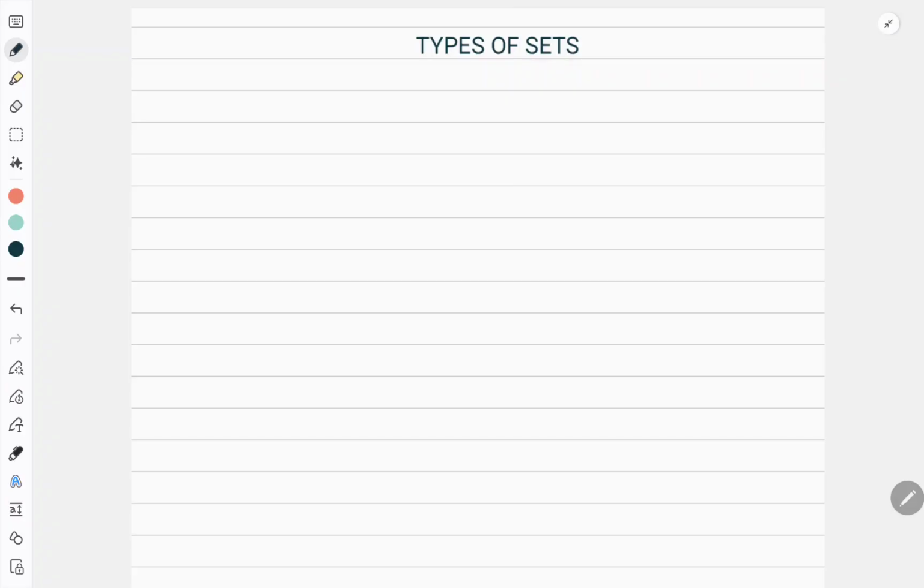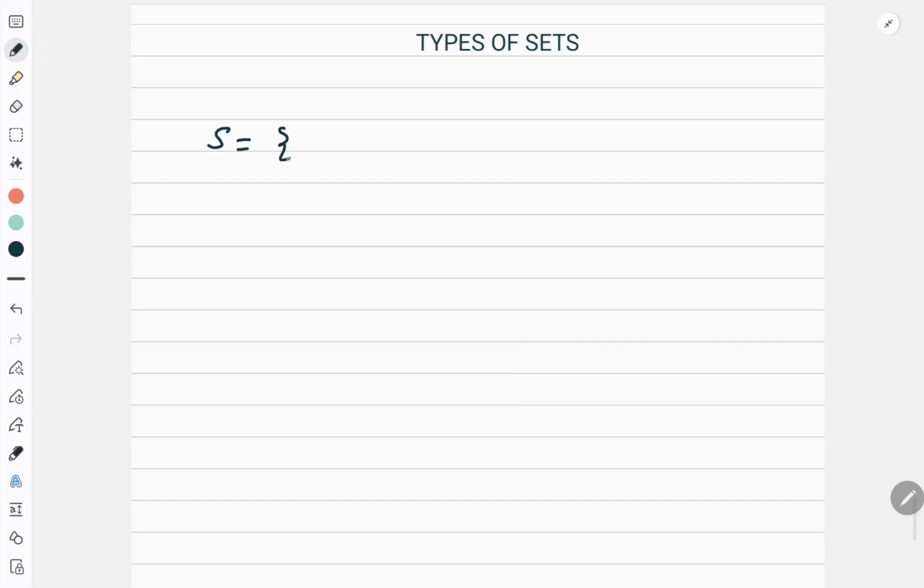Now see what exactly I want to say when I say types of sets. Now I'll give you one example. Since you have already learned set builder and roster form, tell me the elements if I define a set S in such a way that x belongs to N such that x lies between 5 and 6. So what will be your answer?